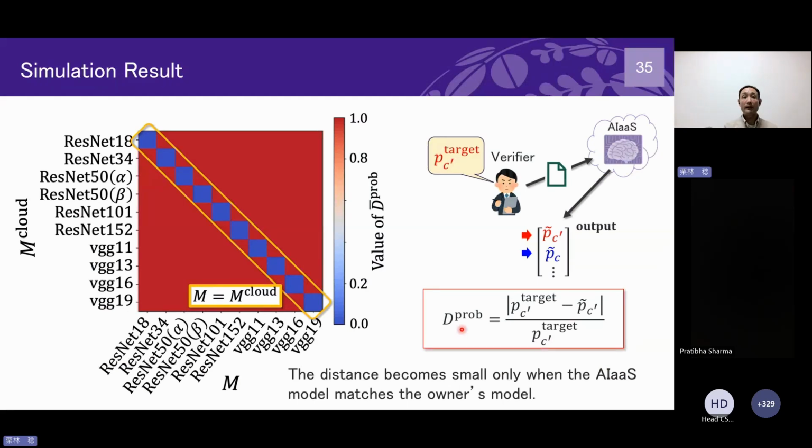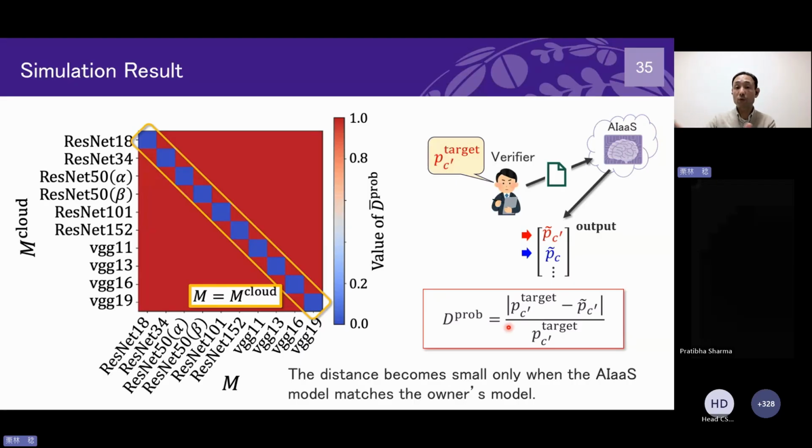Okay, this slide shows some simulation results. The left one is the difference between the probabilities. So the verifier sends a query to the cloud server and observes the result, and this is the target probability and target class probability, and the observed probability is very close to the specified one. Then the distance between the observed signal and the received signal.